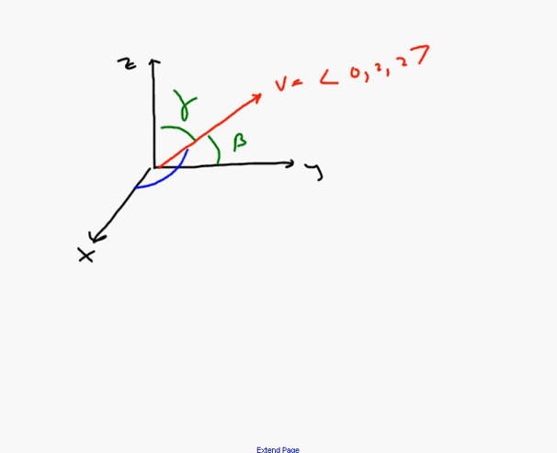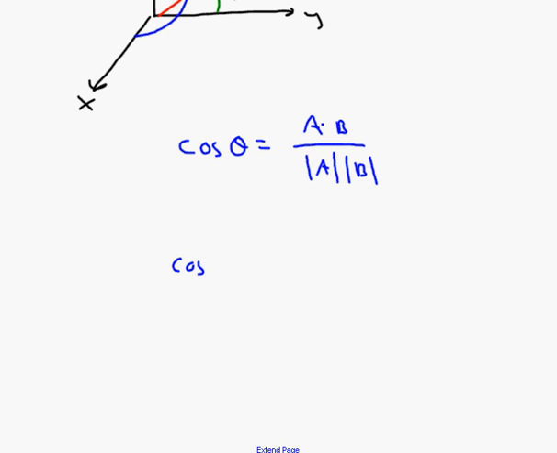And what I'm going to do is go back to my dot product definition that we said earlier. The cosine of theta could be a dot b over the norm of a times the norm of b. Well, I need a vector in the direction of the y-axis. So it makes sense to pick the j vector in that case. So that's what we're going to do. We're going to find the angle between v and j. So I'm going to write that this way. Cosine theta equals vector v dot j.